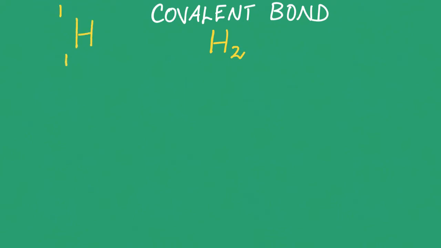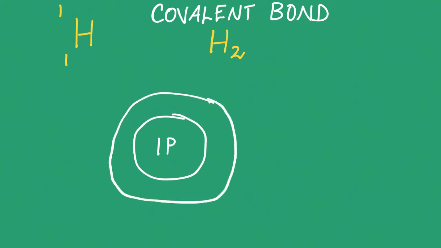Let's have a look at the formation of a covalent bond. A covalent bond is a strong bond, and it is formed by sharing electrons between atoms. Let's take a look at hydrogen. Hydrogen has no neutrons. It has only one proton and one electron, and that electron is in the first shell. The first shell is not filled. It needs one more electron to be filled.